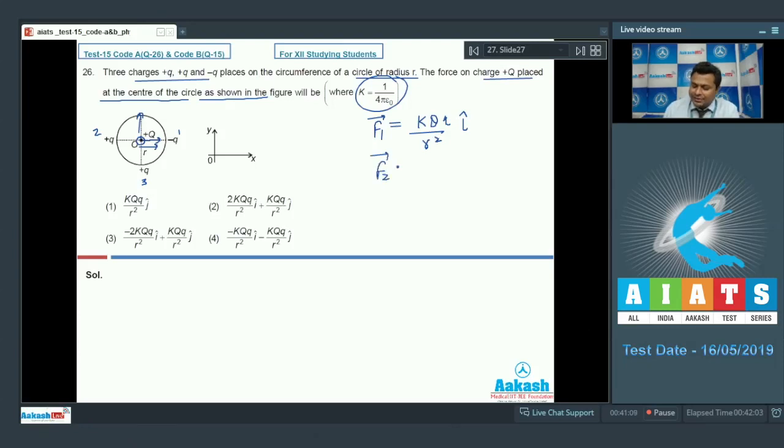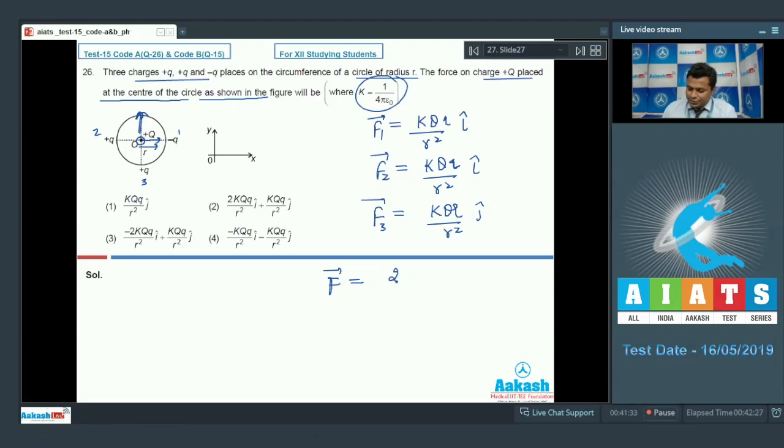Similarly, F2 can be written in the vector form as k q Q divided by r square. Repulsion, the force we can see in the diagram, is in the positive x direction, so i cap. Similarly, F3 vector is k q Q upon r square, in the positive y direction, j cap. Now the total force F will be what? Vector F1 plus F2 plus F3.